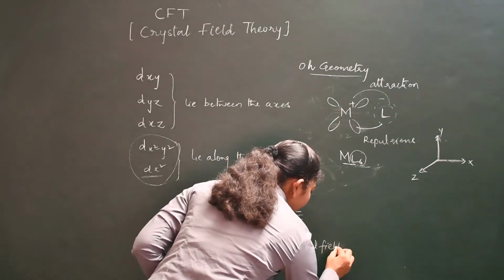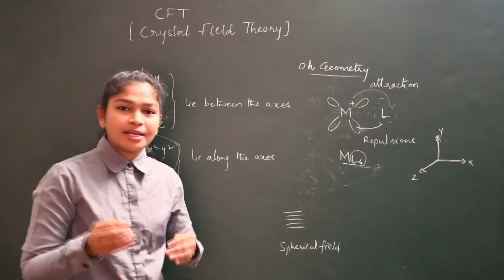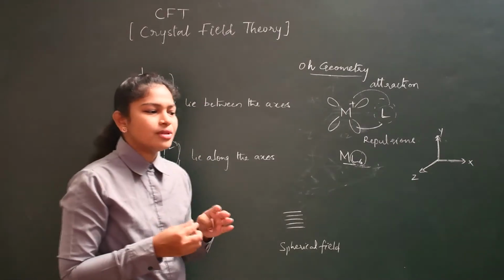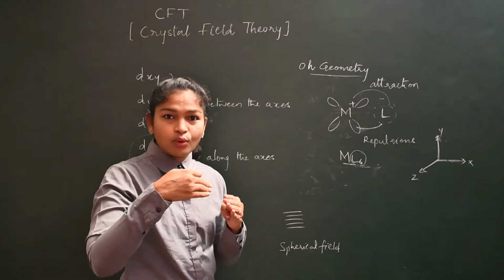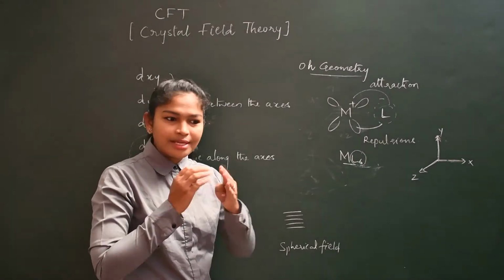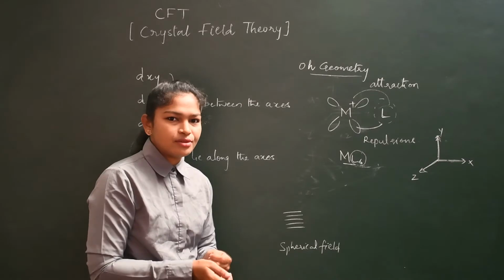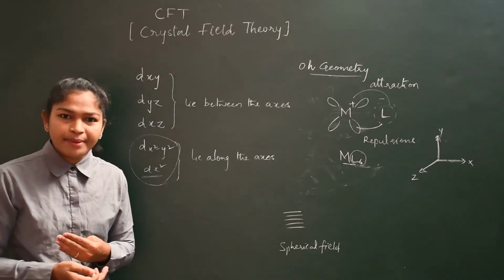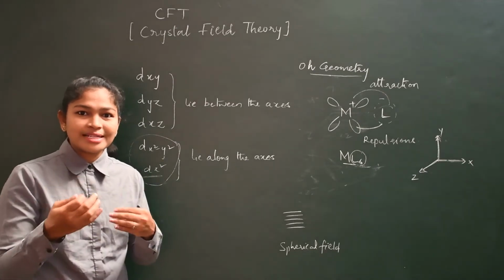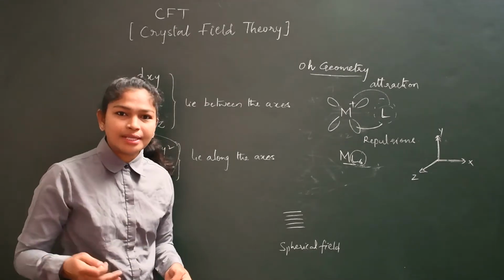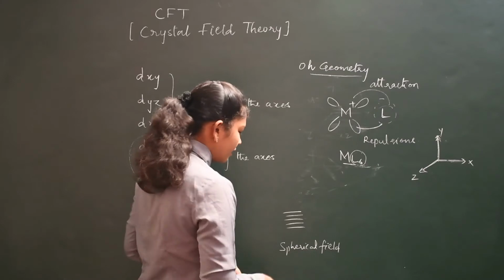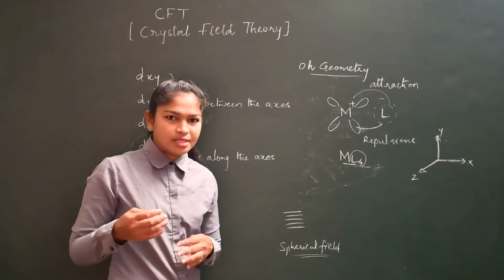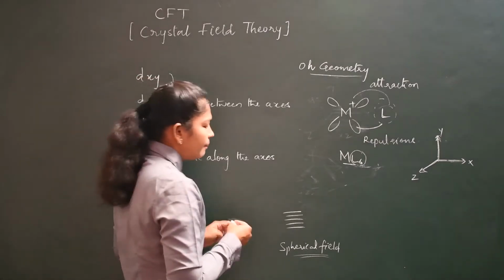That means you don't have any field, okay. That means ligands have not yet come close to the metal. So actually when ligands come closer to the metal, then this splitting happens, right? Whatever the attractions and repulsions, they happen when the ligands come close to the metal. Okay, actually these are in spherical field. That means it has not yet happened. Still they have not come close to the metal.